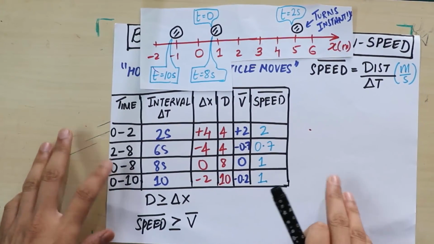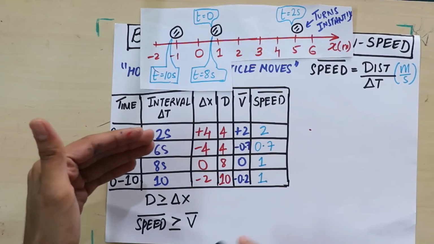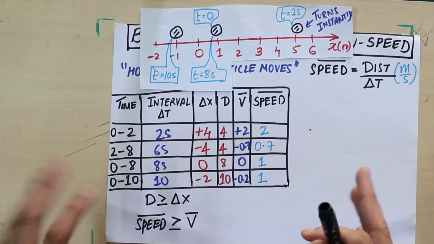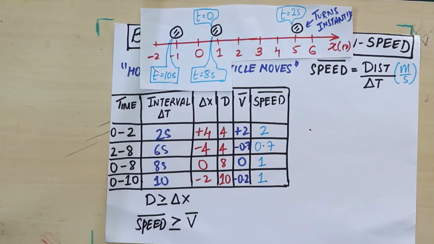I hope this gives you a clear-cut distinction between average velocity and average speed. So what next? Instantaneous speed. Let's talk about that a little bit.